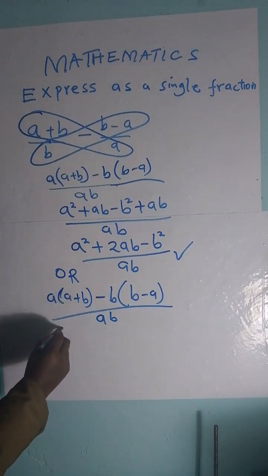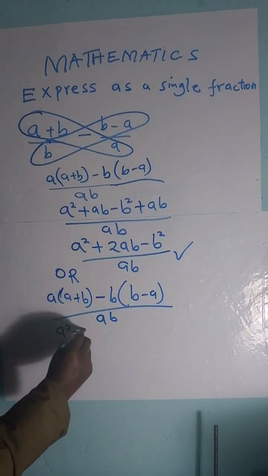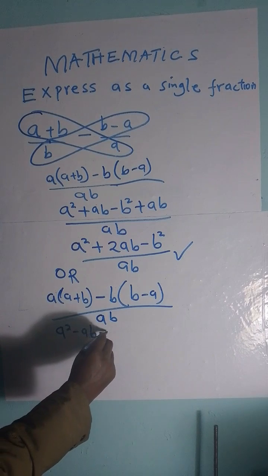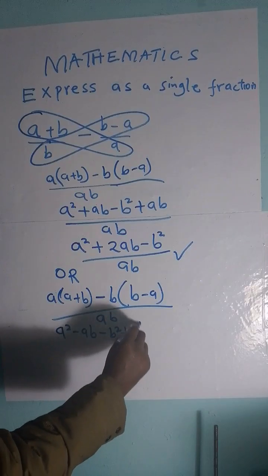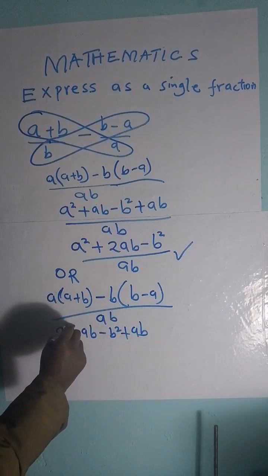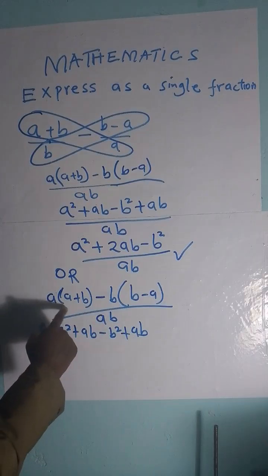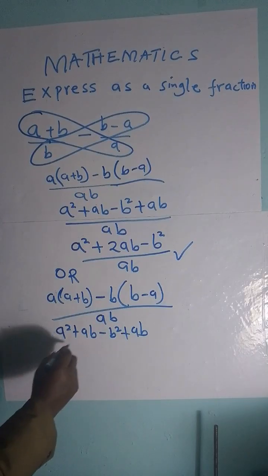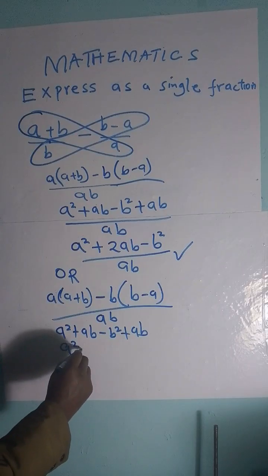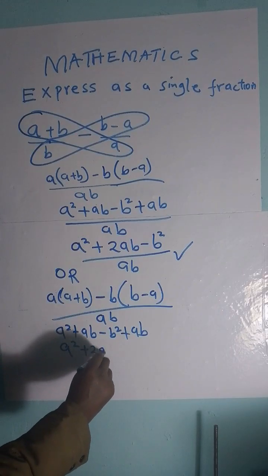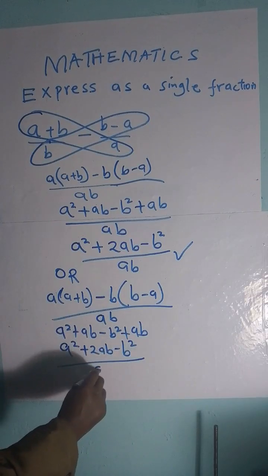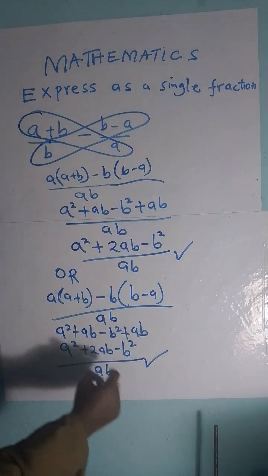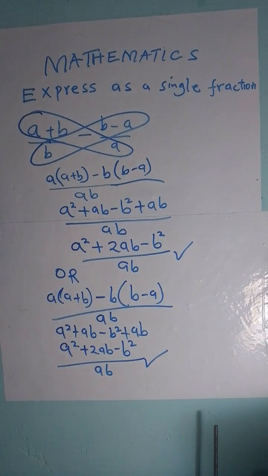This is going to be A squared plus AB minus B squared plus AB. Sorry, this is A squared plus AB. This is A squared plus 2AB minus B squared over AB. This one and this one are the same.